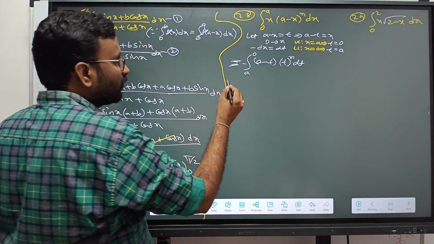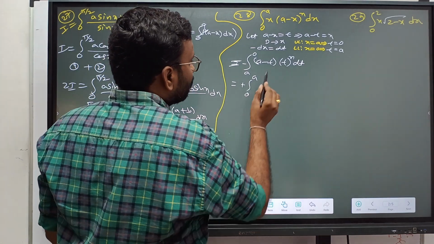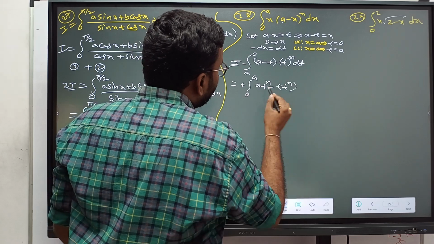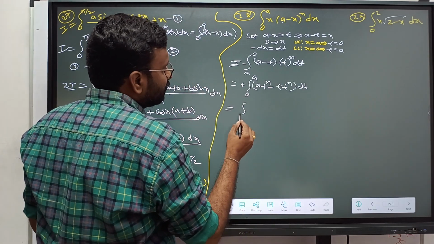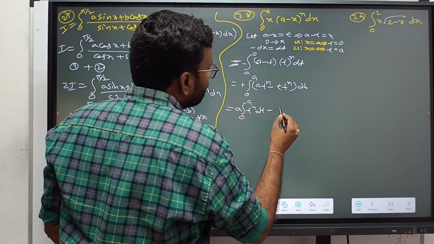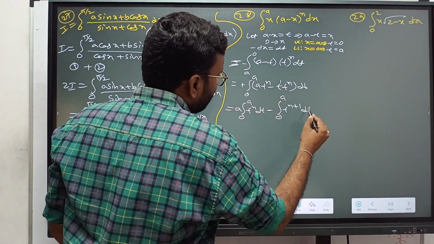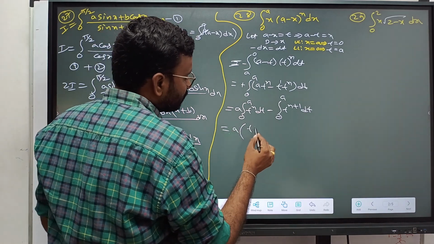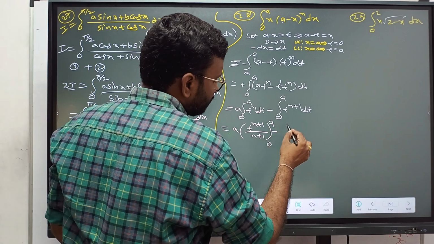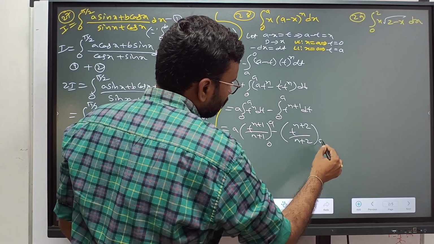That's why minus is there. If you apply minus, it will become 0 to a. Now a into t power n, a t power n, minus t into t power n into dt. Separate: integral 0 to a outside, t power n dt, minus integral 0 to a, t power n plus 1 dt. Now x power n formula. This is t power n plus 1 by n plus 1, 0 to a, minus this is t power n plus 2 by n plus 2, 0 to a.